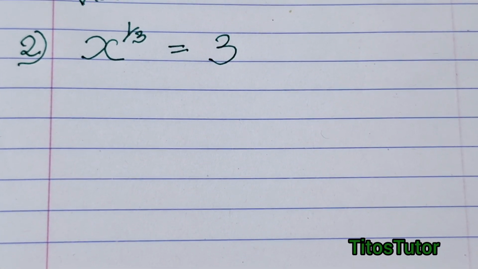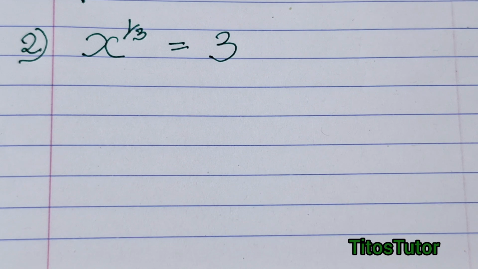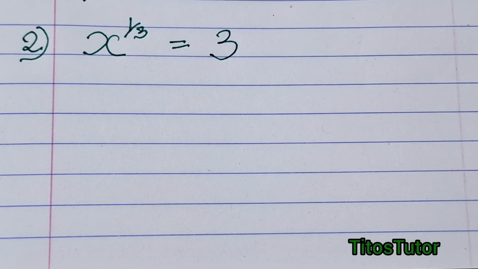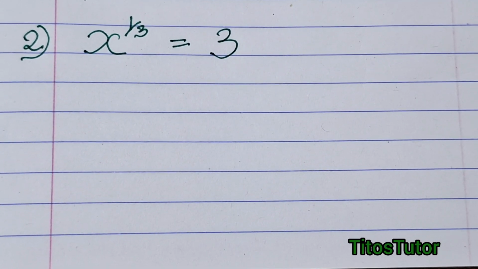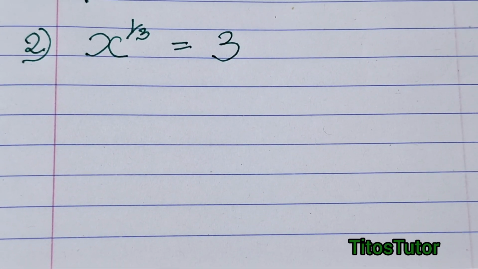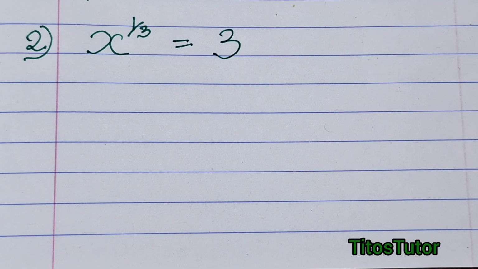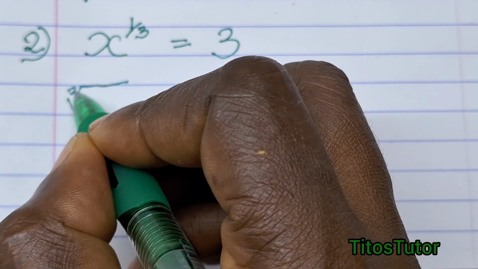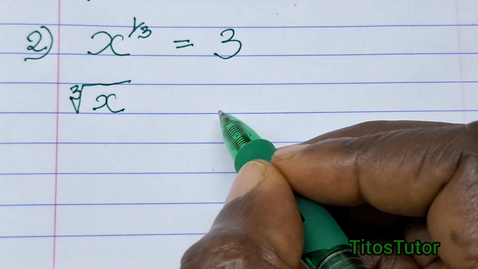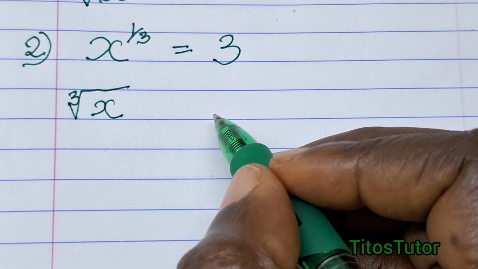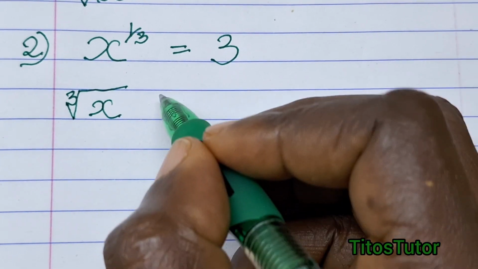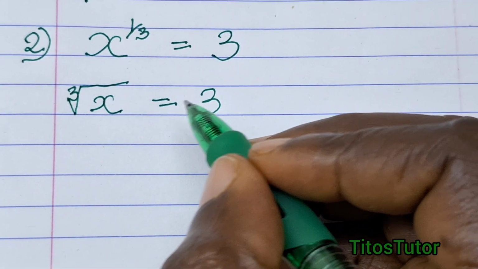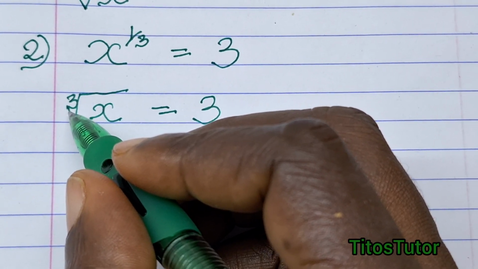Here's our second question, and it says x raised to the power of 1 over 3 is equal to 3. Very similar to the first, just that this is fractional indices with 3 as the denominator. So I'm going to cube root it because 3 was my denominator. Cube root of x is the same as x raised to the power of 1 over 3 is equal to 3.